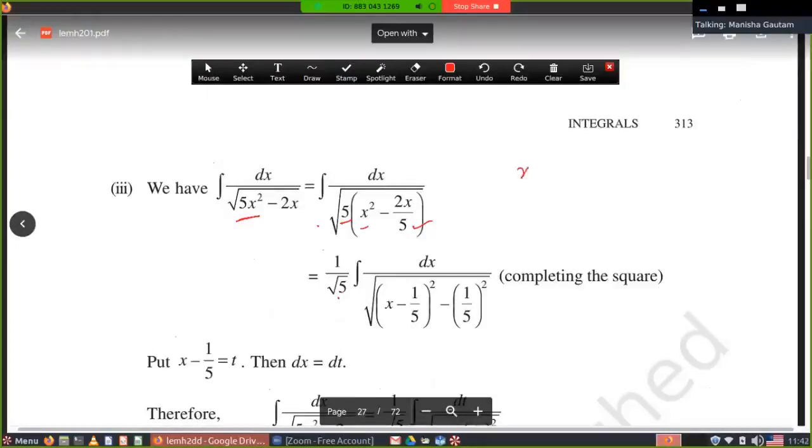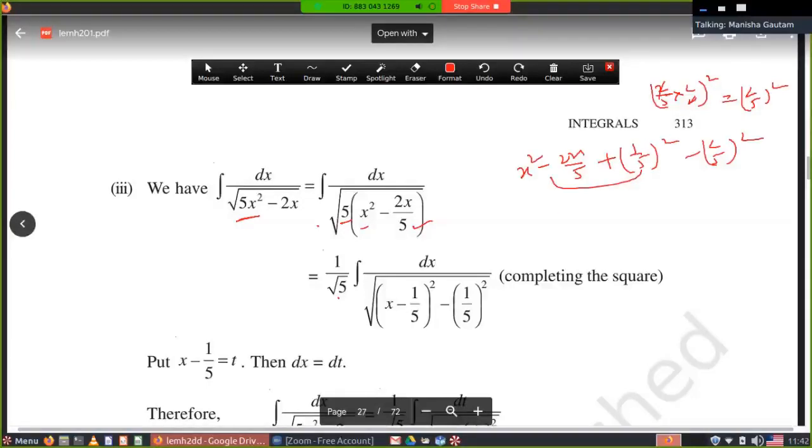Now make the perfect square. To make the perfect square, what you have to do? You have to take the half and square it. This becomes 1 upon 5 square. It means you have to add 1 upon 5 square and subtract 1 upon 5 square. When you collect these terms, you are getting x minus 1 upon 5 whole square minus 1 upon 5 square.